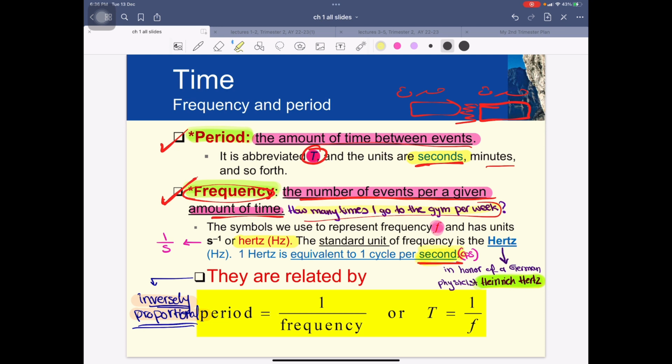This is the key. However, the frequency is expressed in what? Frequency is expressed as f and has units 1 over s, also called Hertz, Hz, in honor of a German physicist. However, you don't need to know about this at all. It's just extra information. And I need to know that 1 Hertz is equal to what? 1 cycle per second. Okay? However, the period and frequency are mentioned together, but they are inversely proportional, meaning if one increases the other decreases. So the period is equal to 1 over f, or I can say time is equal to 1 over f.